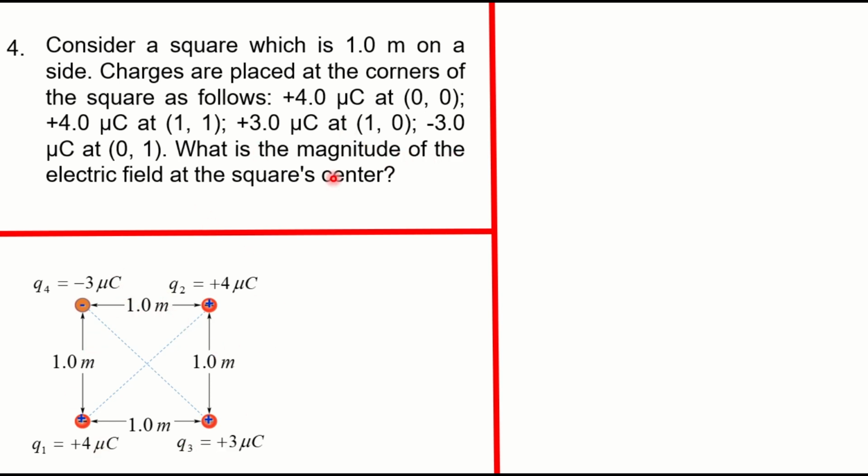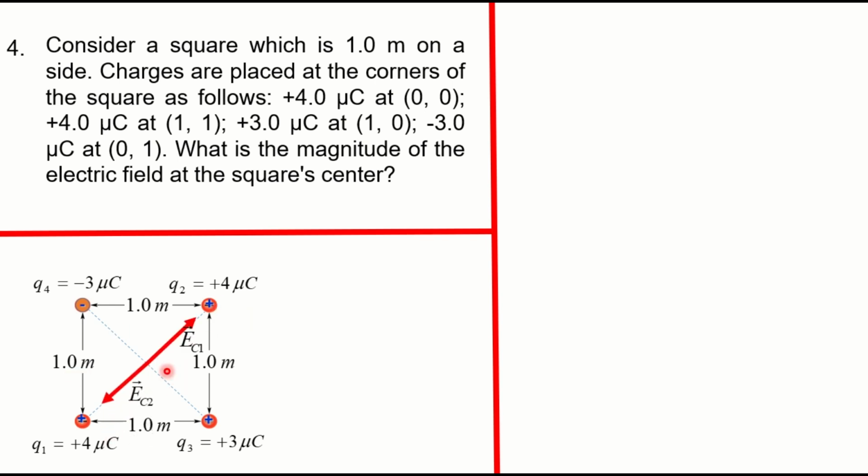So what is the magnitude of the electric field at the square center? To study the electric field strength, we can first identify the electric field lines. For positive charges, the electric field lines will always move out of the charge.